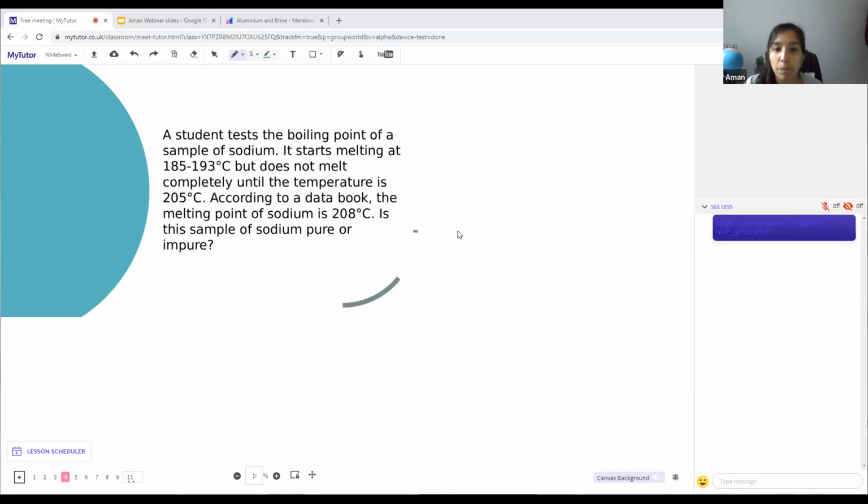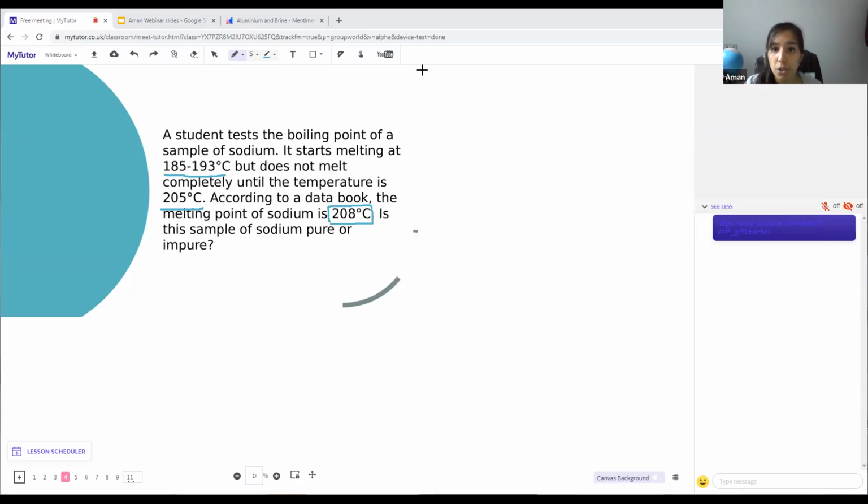Good, so it's impure. And there are lots of reasons. First of all, it melts over a range of temperatures, 185 to 193 degrees. And the point at which it completely melts is lower, 205 degrees, than the point it should melt, which is 208 degrees. So this is an impure substance, and in an exam question, you would answer it with those two reasons. You would say it's an impure element of sodium, and that's because it melts over a range of temperatures, and the point at which it completely melts is lower than the melting point of sodium.